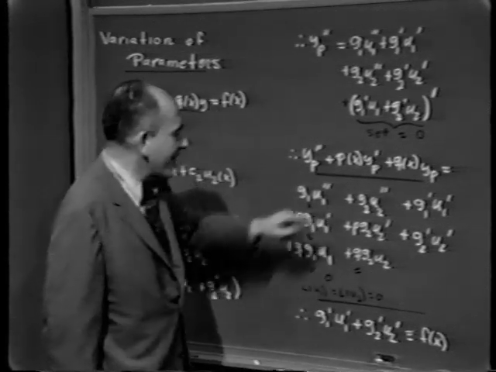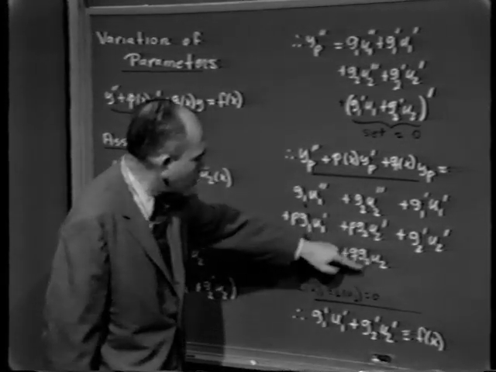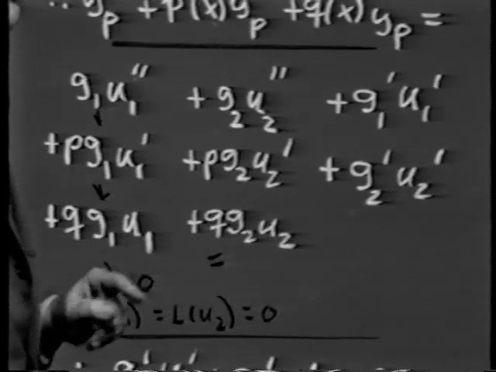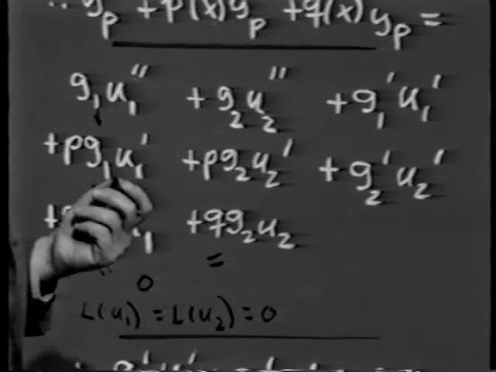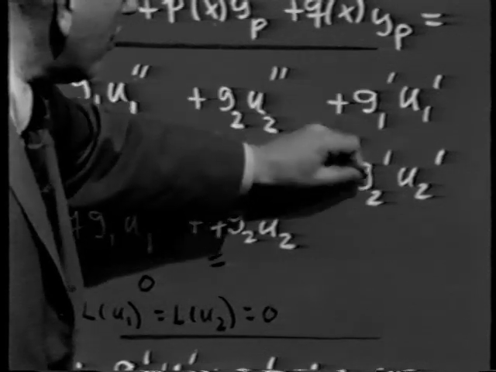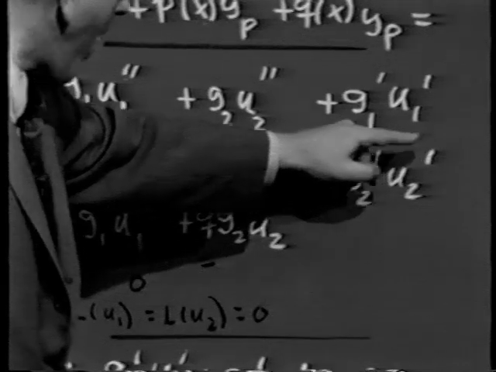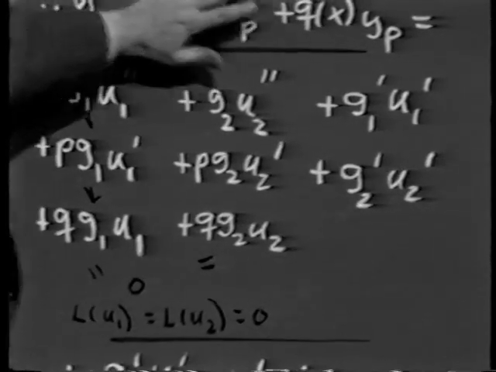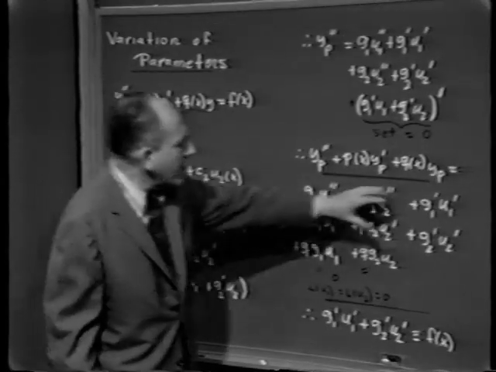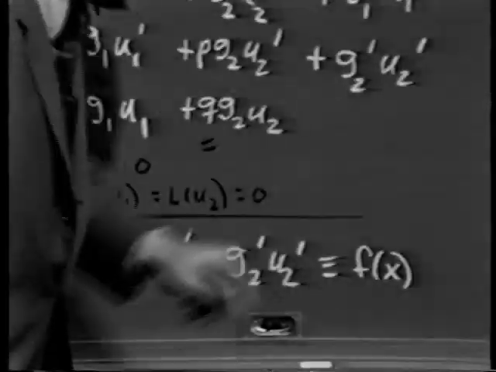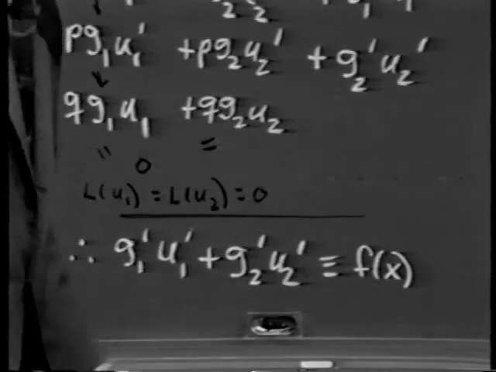These 3 terms, in a similar way, factoring out the G2, I get U2 double prime plus P U2 prime plus Q U2, which must be 0 because U2 satisfies the homogeneous equation. These add up to 0. All I have left are these 2 terms, namely G1 prime U1 prime plus G2 prime U2 prime. And since this must be identically equal to f of x, it must be that their sum is identically f of x.